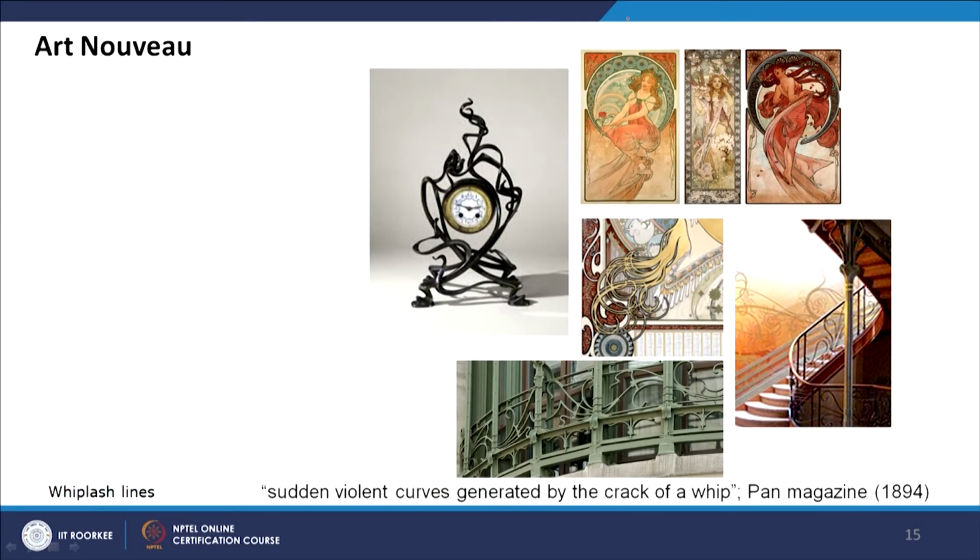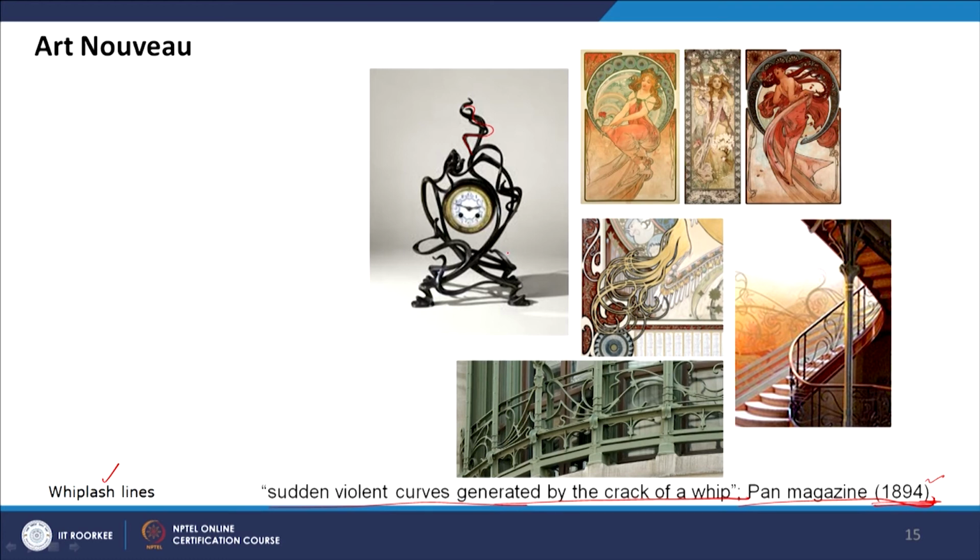Now this is what whiplash lines are. So Pan magazine in 1894, when Art Nouveau and the art and craft movement were still going on, depicted it as sudden violent curves generated by the crack of a whip. So when the whip cracks, the sudden violent lines will be there, and that is the style of Art Nouveau, where one line will not be repeated anywhere.